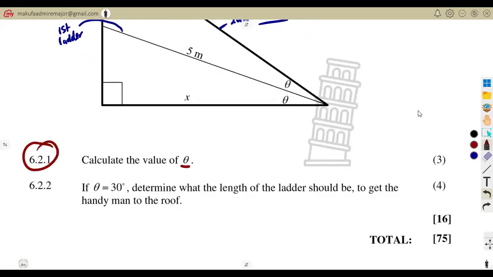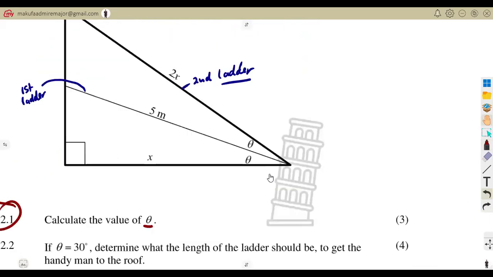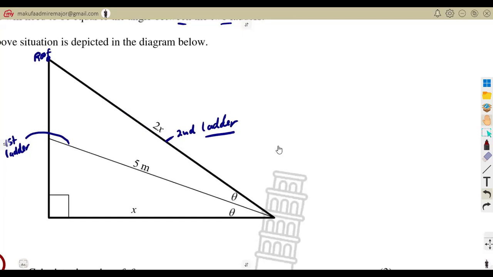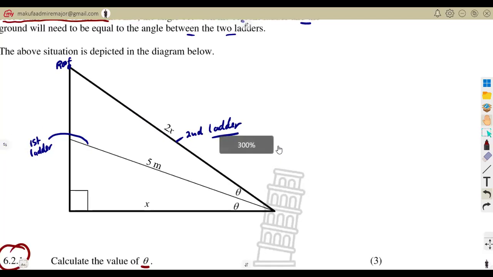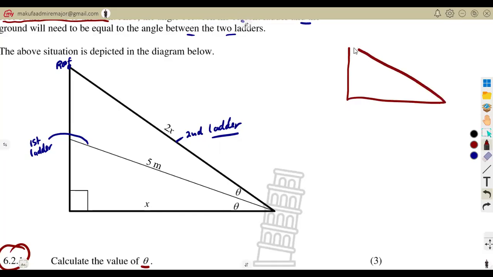6.1. Calculate the value of theta. You had limited information to determine theta. We can only find theta if there are 2 sides. Let's say, because we are on a right angle triangle, let's say I'm given this side and I'm given this side. Or maybe I'm given this side and this side. Whatever, as long as there are 2 sides, we can think of the trigonometrical ratios.